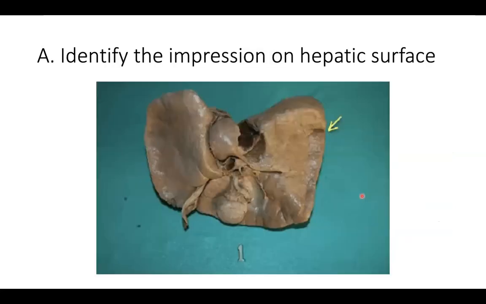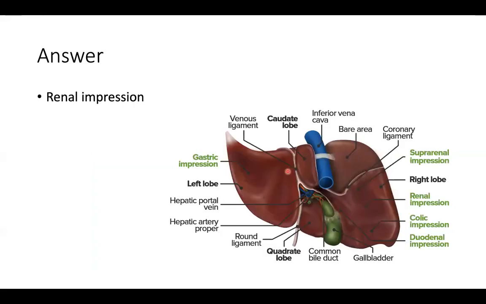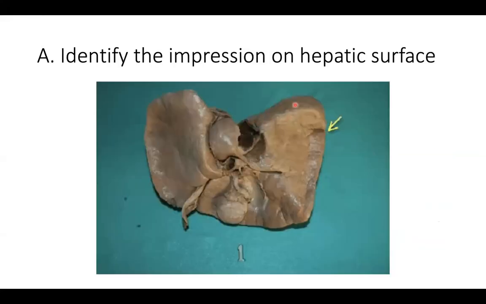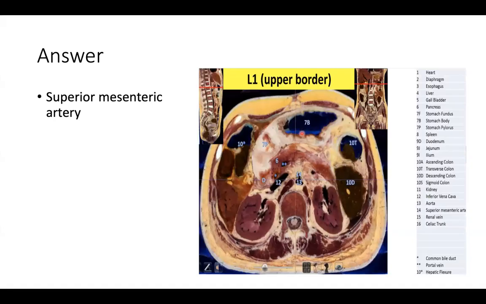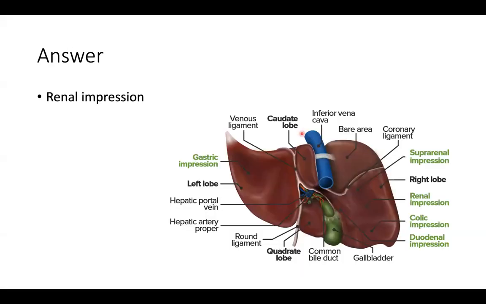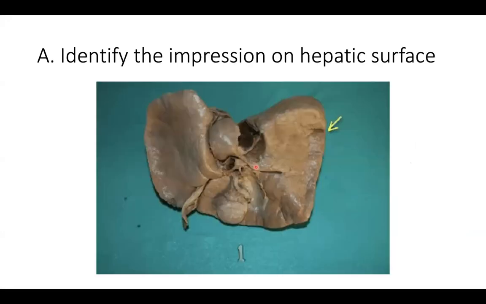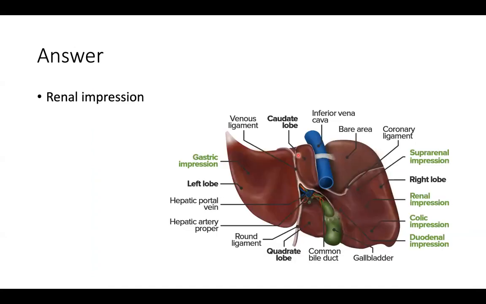So let's go back here. This was the right side. As you can see, this is a very blunt edge. And this is a very sharp edge. Again, let's go back. This is a very sharp edge. This is definitely your left side, and this is the gastric impression, and this is the renal impression. Okay. And another thing that you need to visualize is the gallbladder, which I already showed you.